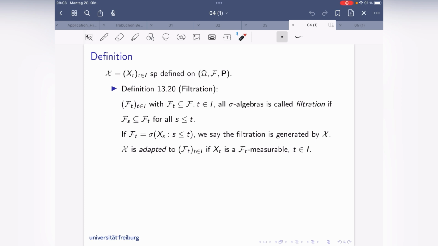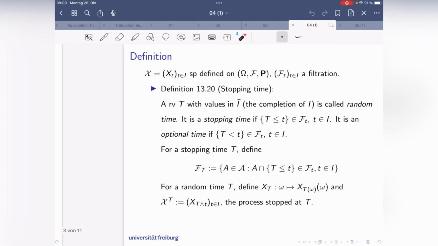On the other hand, we want to say that a stochastic process is somehow compatible with a filtration, and that's the notion of adapted. So if Xt is Ft measurable, then X is called adapted. Okay, so in particular, that means that every stochastic process is adapted to the filtration generated by itself. That makes sense, I guess.